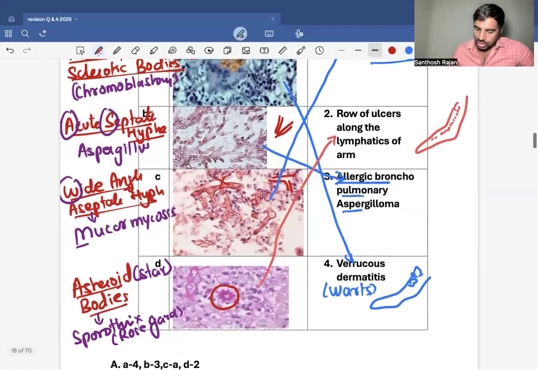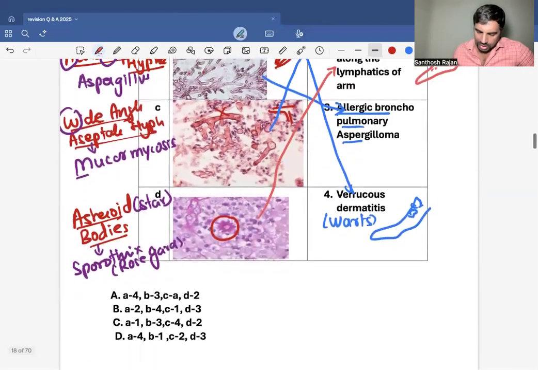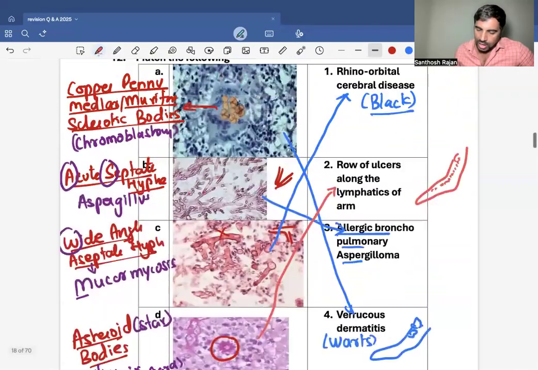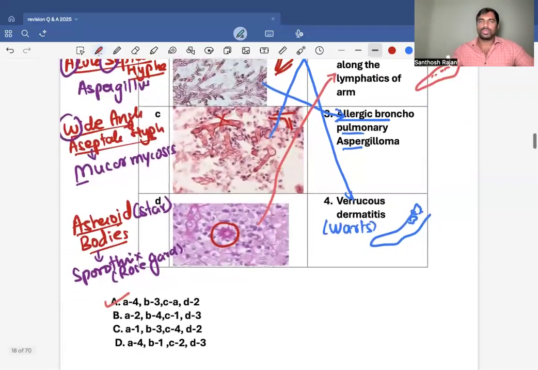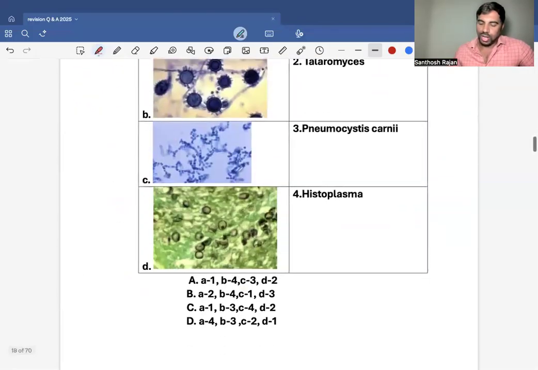So option A is 4, B is 3. Yes, first option. A is 4, B is 3, C is A, and then this thing. Fine. Even if on that option we already marked it, so you know it. Don't forget, definitely one question from this part. Surely guaranteed. These are guaranteed questions. Now another one again.